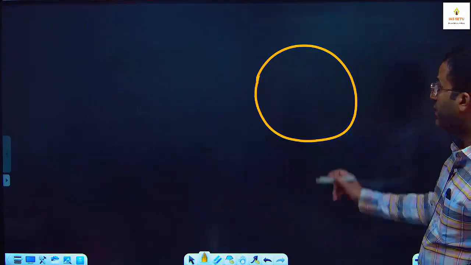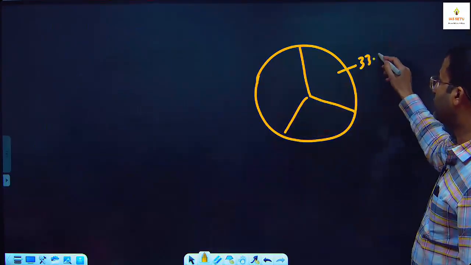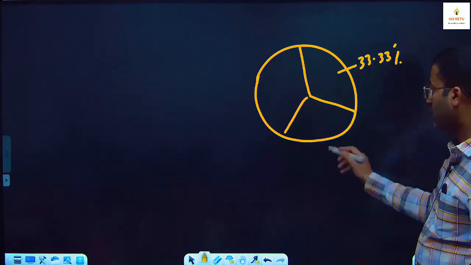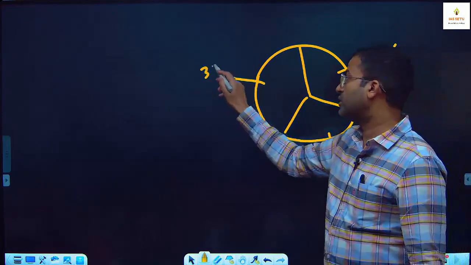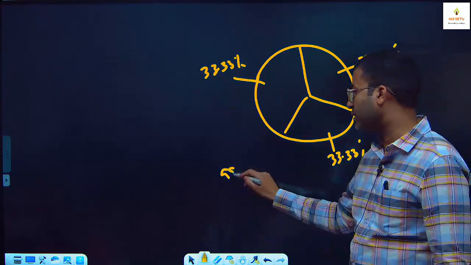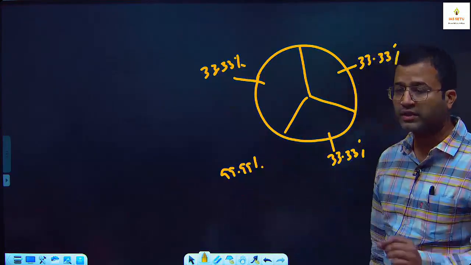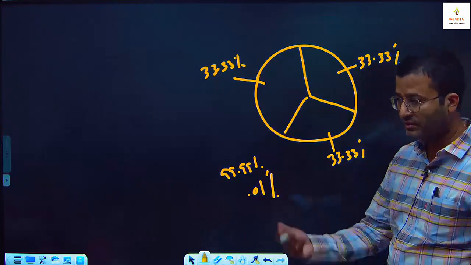This is a cake. We make 3 equal parts of this cake. This is 33.33%. This is 33.33%. This is 33.33%. Total becomes 99.99%. Where is the remaining 0.01% cake? On the knife, right?